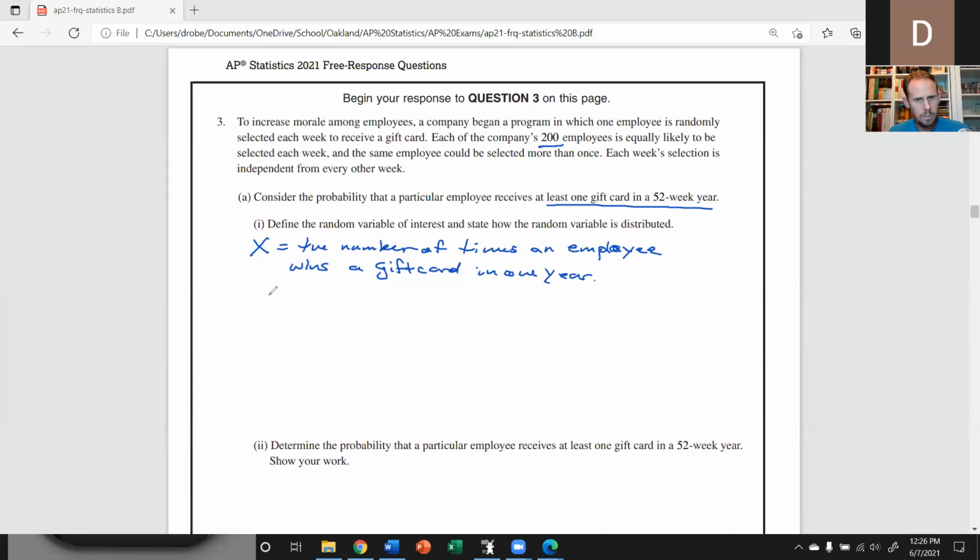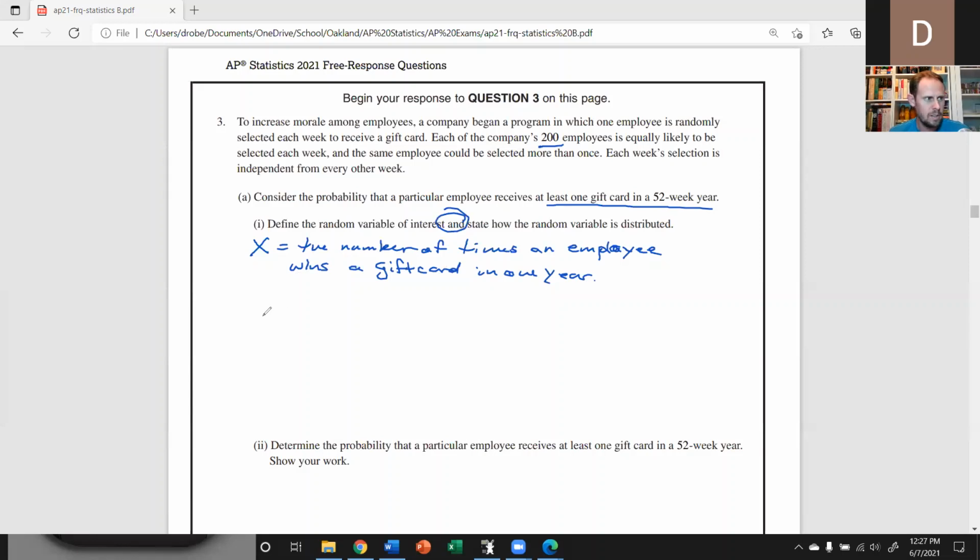So X is the number of times an employee wins. We're picking an employee and saying, how many times did Fred win? Well, Fred won 0 times, or Fred won 5 times. Fred was really lucky.